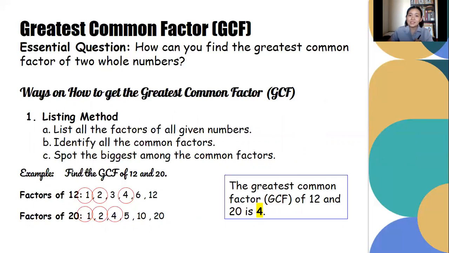The first one is the listing method. That is the same way as how we used it on the previous slides. All you need to do is to list all the factors of the given numbers, identify all the common factors, and spot the biggest among the common factors. And there you have your GCF. Let's go ahead and try some other ways on how to get the GCF.